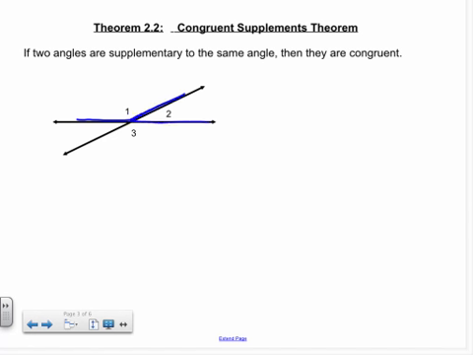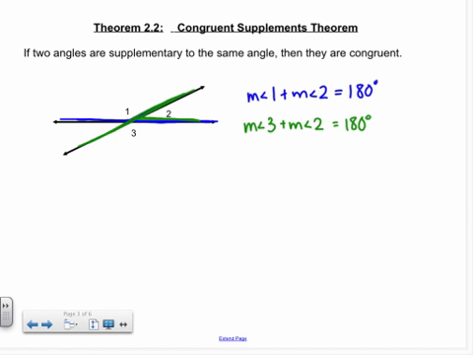In our diagram below, I can see that angles 1 and 2 form a straight line. Likewise, angles 2 and 3 form a straight line. Remember, a straight line is 180 degrees, so I know these angles must be supplementary. Since angles 1 and 3 are both supplementary to angle 2, I can conclude that they're congruent to each other.